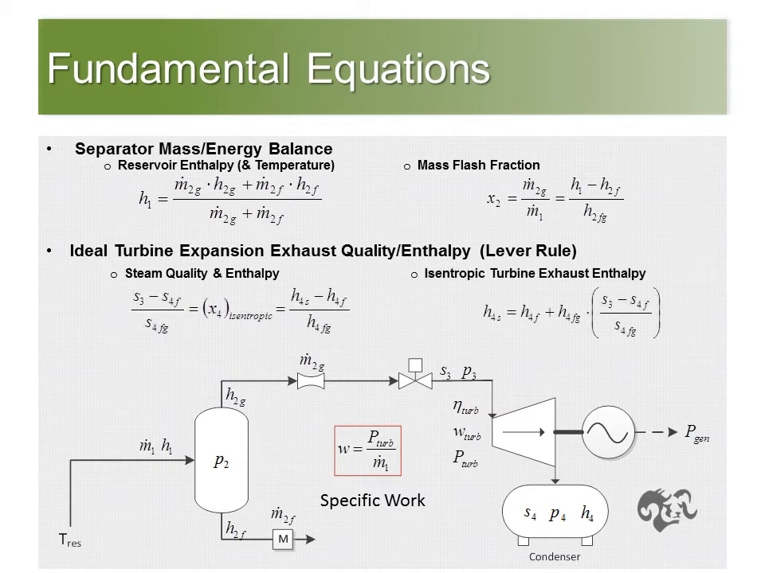You can also solve for the quality using the enthalpies and get to the same result. Rearranging, you can solve for the isentropic enthalpy at the turbine exhaust. This useful equation, along with the turbine efficiency, allows you to calculate the specific work.